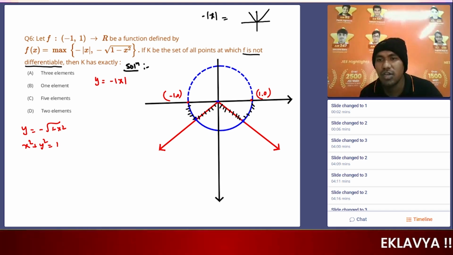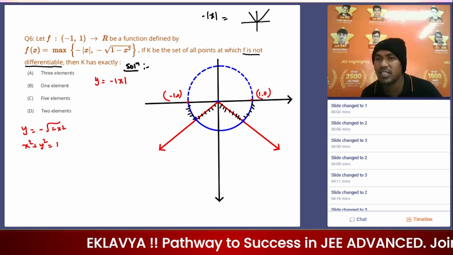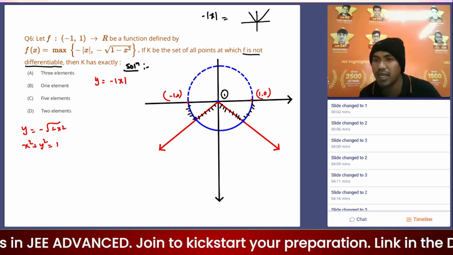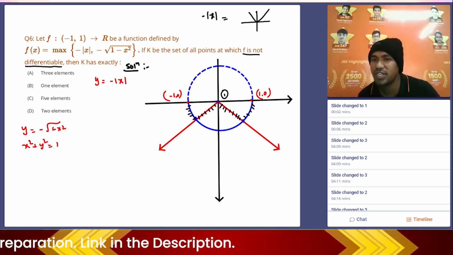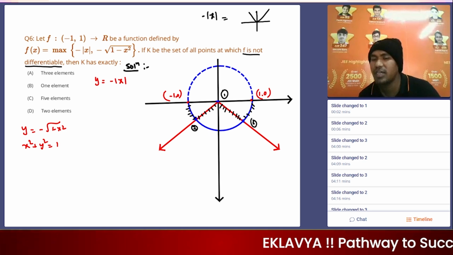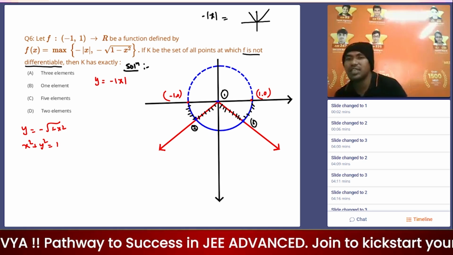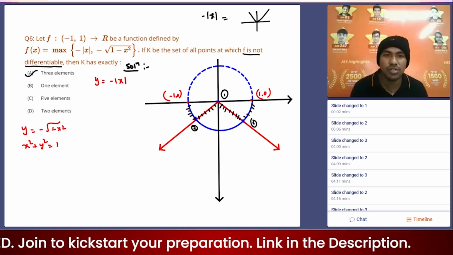Now in this, you see the curve is changing its sign at 3 places, right? At this point, and at this point, and here we are having a sharp edge. So this is one point where this function is not going to be differentiable because the sign is changing, and here also, and here also. So how many points are we having? 3 points. There are 3 elements where f of x is not going to be differentiable. So the answer is option A, right?